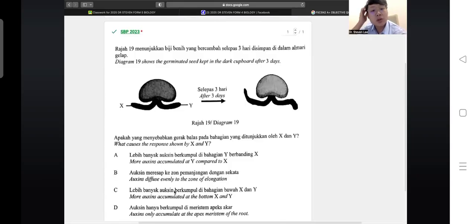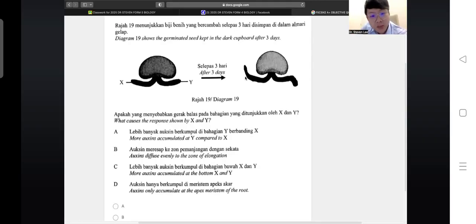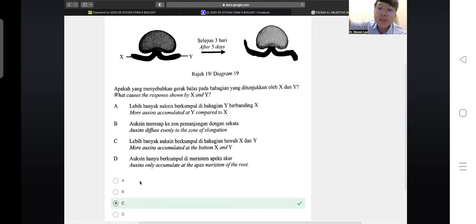Next question, SPP Trial 2023. The diagram shows a germinated seed kept in a dark cupboard after 3 days. It doesn't matter because this one is geotropism, so I don't care about the light. What causes the response shown by X and Y? This is the plumule, it goes upwards. This is the radicle, it goes downwards. The reason is obviously that there is more auxin accumulated at the bottom. The answer will be C, because this is geotropism. Gravity pulls the auxin downwards, like I explained to you last week.